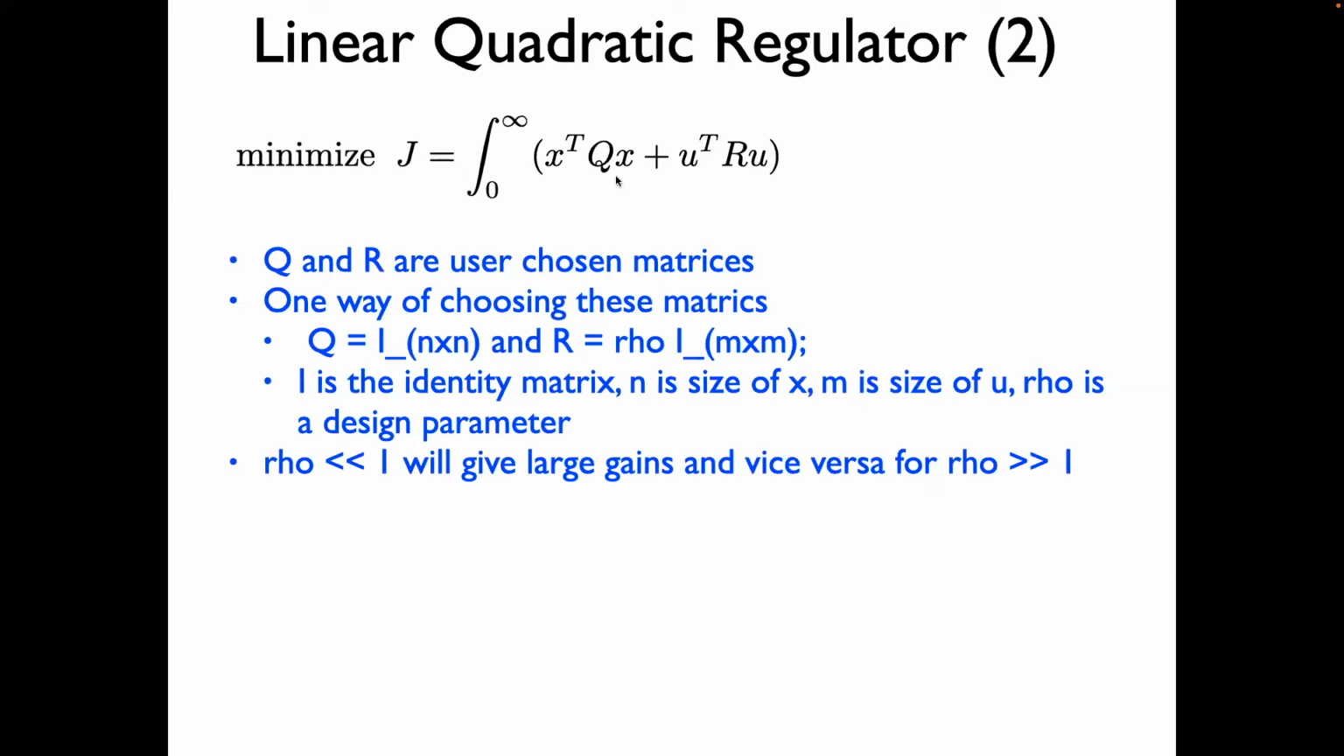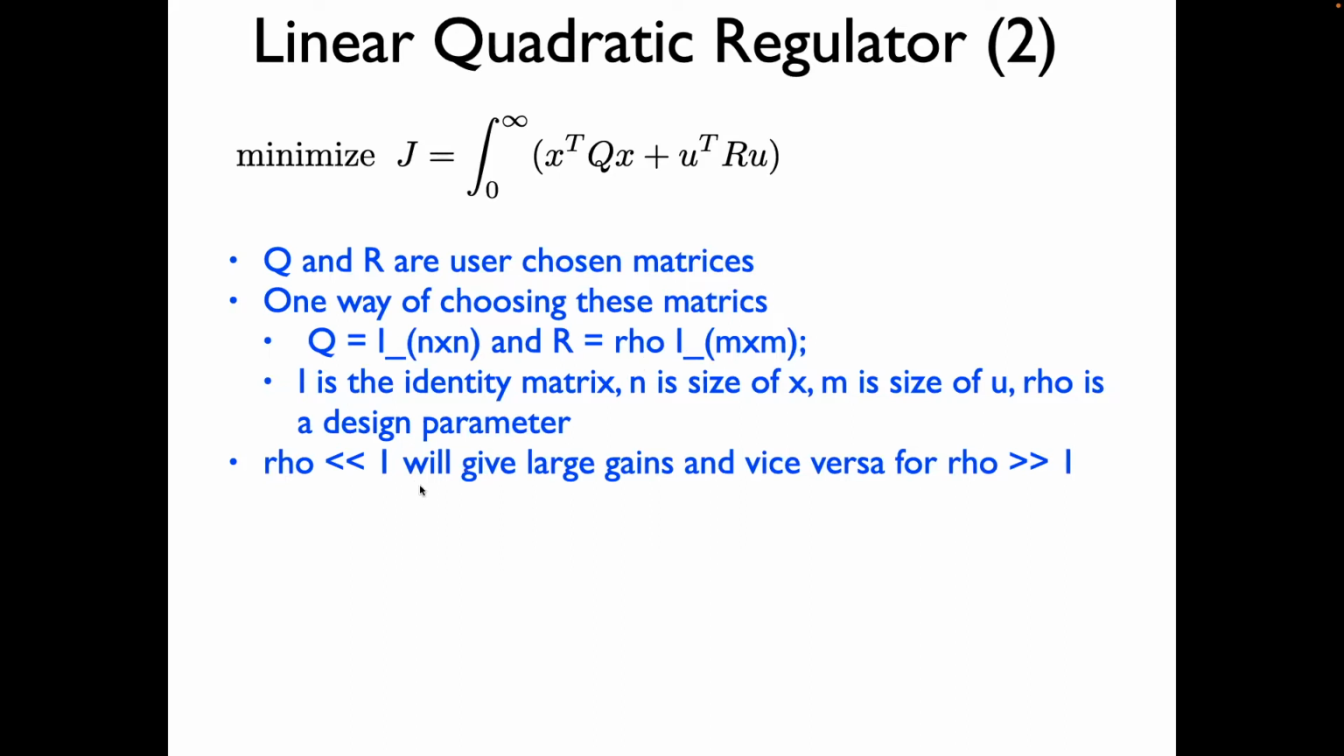The variables Q and R are matrices which are user chosen, and one has to choose these to achieve a certain control. What we'll do here is choose Q to be an n by n, or in this case 4 by 4, matrix of identity elements, and R would be rho times I, where I is m cross m. Here it will be 1. Rho is a tuning parameter which we can choose.